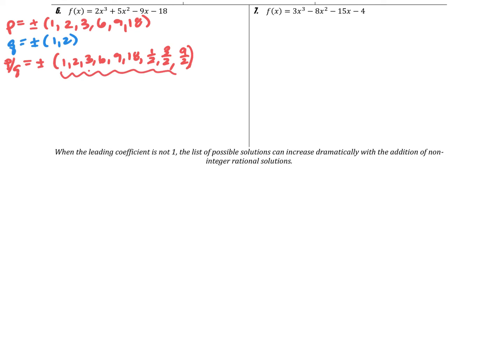Now, it's going to be really unfortunate if we have to test all of those, and I definitely don't want to start with my fractions, but what I want you to notice is when the leading coefficient isn't 1, we have a lot more options, which could be good or could be bad. Okay, so let's see. If I check 1, 2 plus 5 minus 9 minus 18, that doesn't seem like it's going to work. So let's test -1.